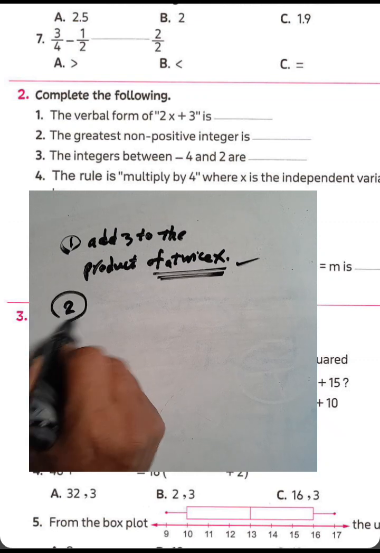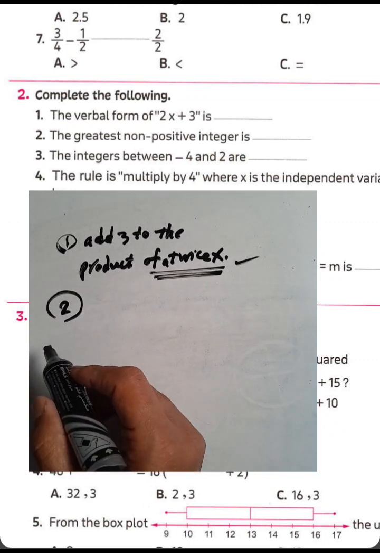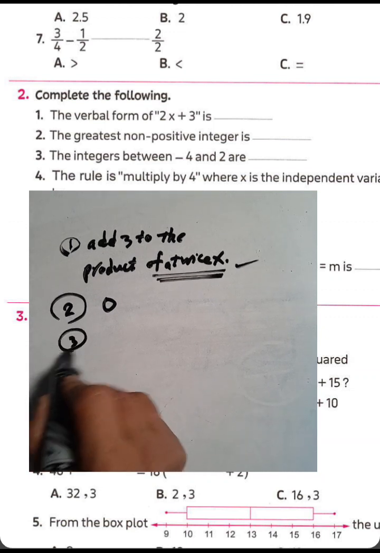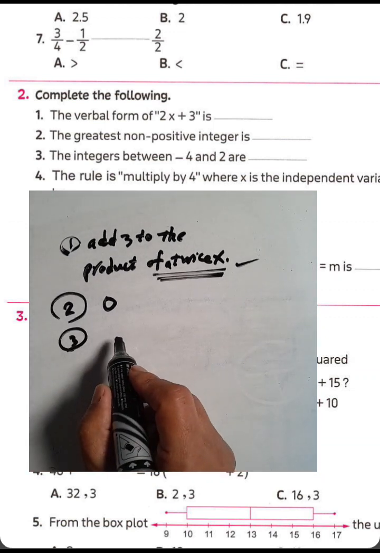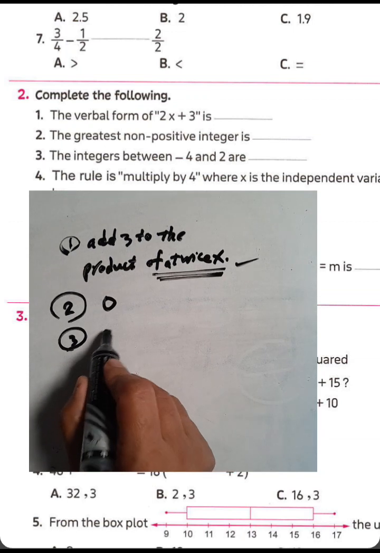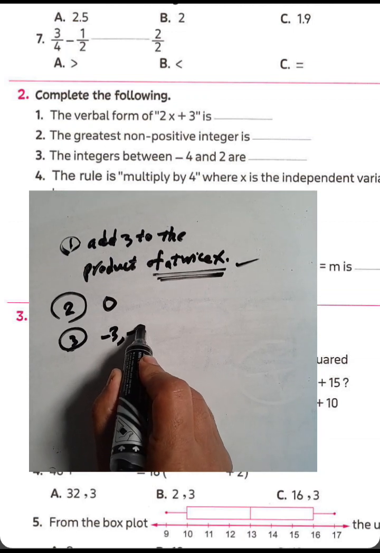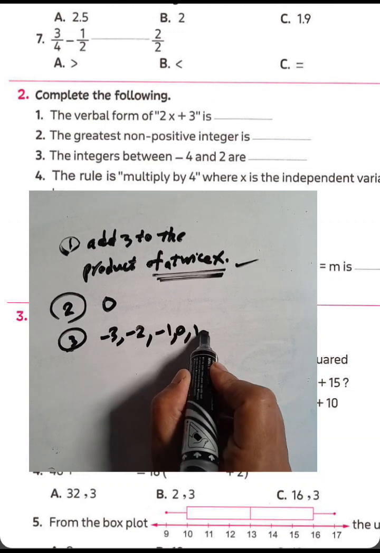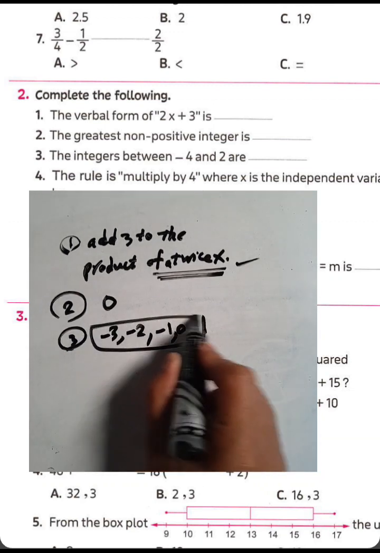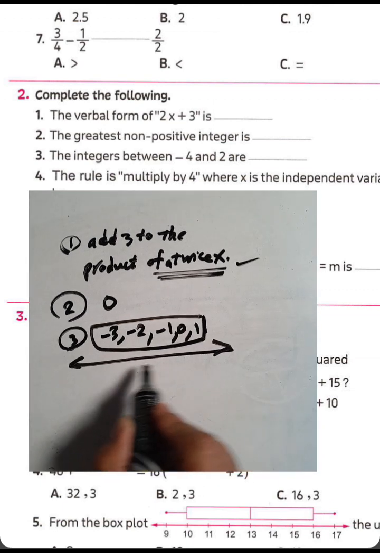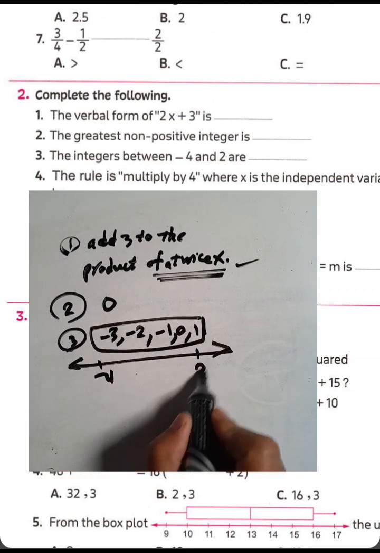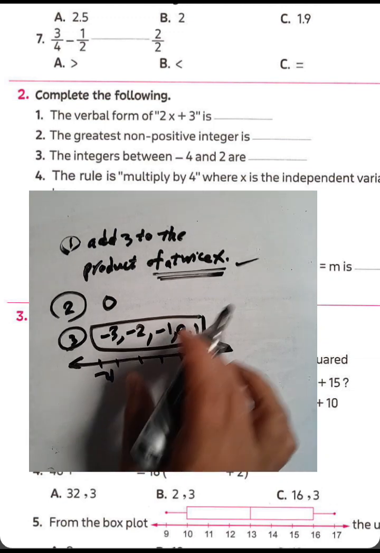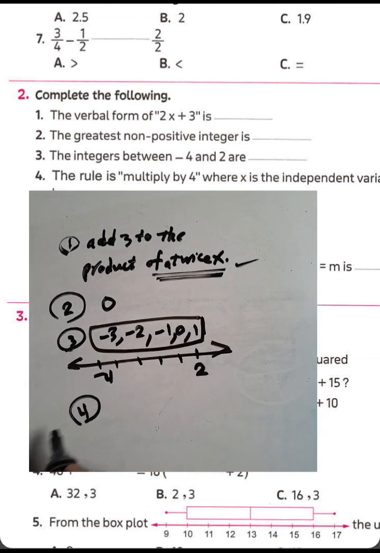Question number 2. The greatest non-positive integer is 0. We know 0 is non-positive and non-negative. Question number 3. The integers between -4 and 2 are: you want to find all numbers that lie between -4 and 2. We have -3, -2, -1, 0, and 1, okay? It's a solution.